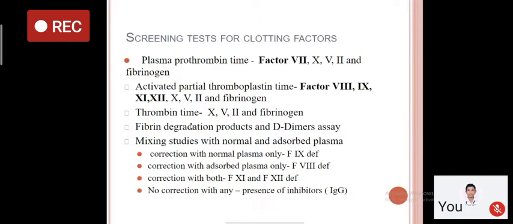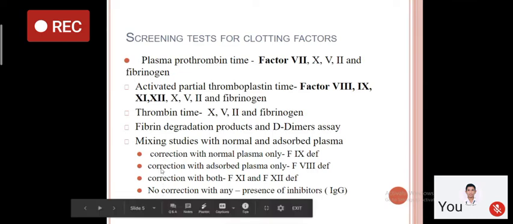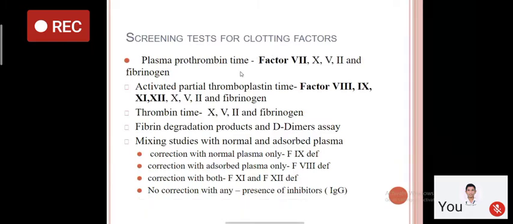Whenever there is excess coagulation along with fibrinolysis, like in severe septicemia where DIC is a common physiological phenomenon, you will also get elevated levels of fibrin degradation products and D-dimers. Then there are certain mixing studies which can be done to look at the level of an isolated factor deficiency.